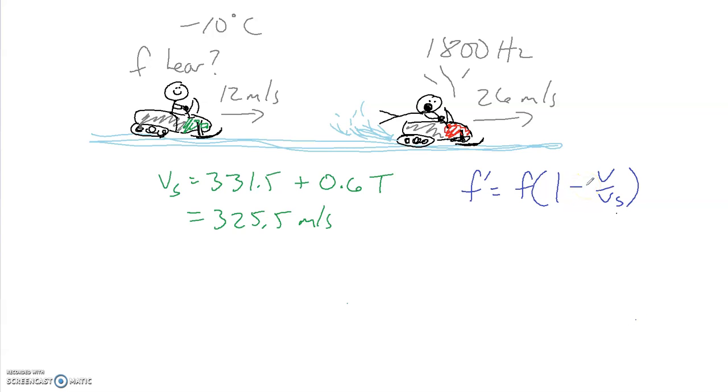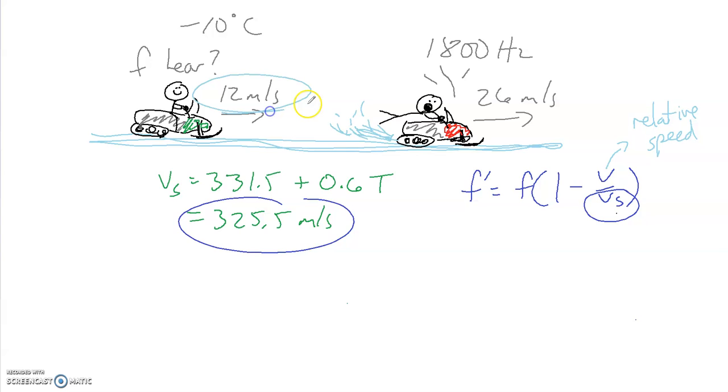Now let's piece things together, but we're going to be a little bit careful about something. We found the speed of sound, that's no problem, that's the 325.5. But we have to be careful with this speed, because it isn't just any speed. It's not the 12, it's not the 26. It's the relative speed. This is a little different from the other ones we tried, where one of them was always at rest. If they were both traveling at 12, there'd be no change in frequency. If they're both moving at 26, no change in frequency. It's the relative speed between the two.